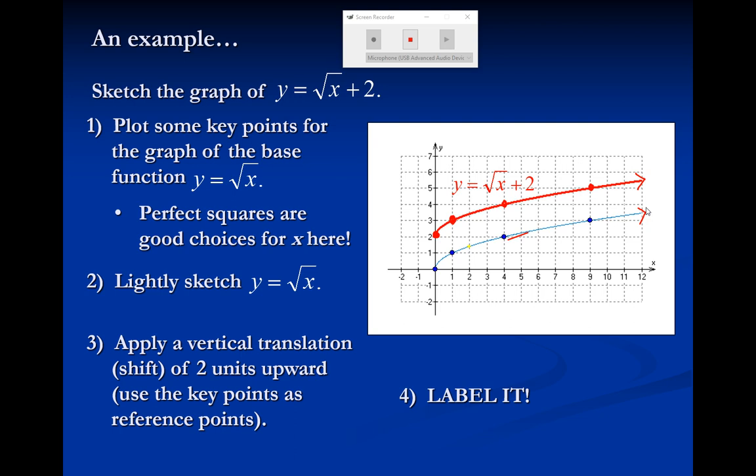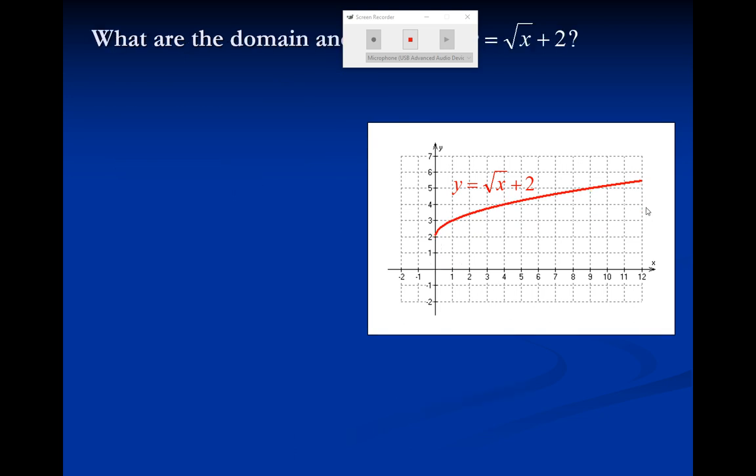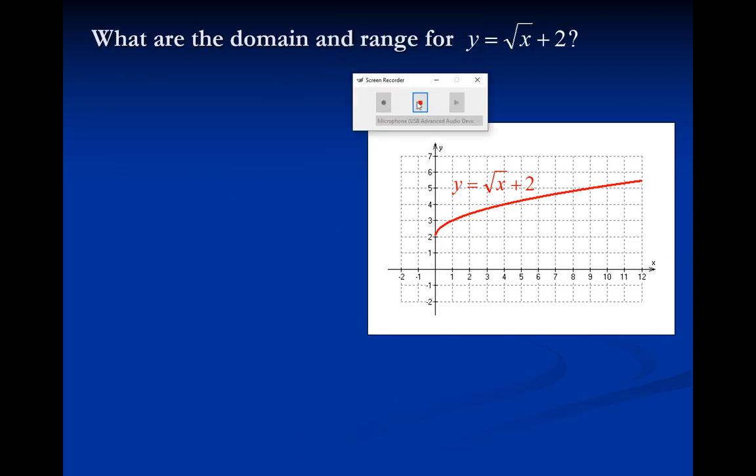More time to label it? You're good? Did you label it anyways? Did you already have it labeled before I said label? Good. Good stuff. Maybe your grade 10 teacher was all over that. And then we could ask questions like, what's the domain and range? Okay, now, first little difficulty here.